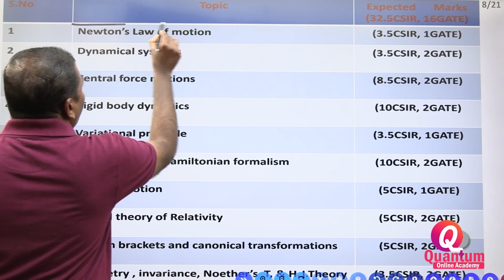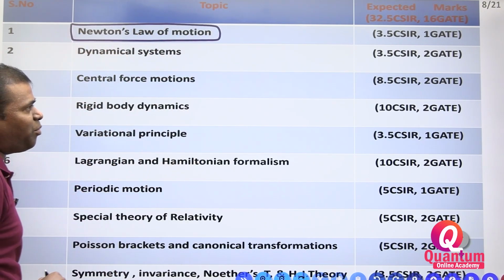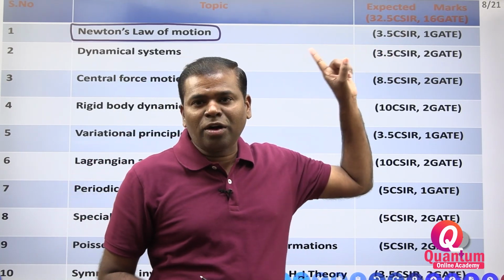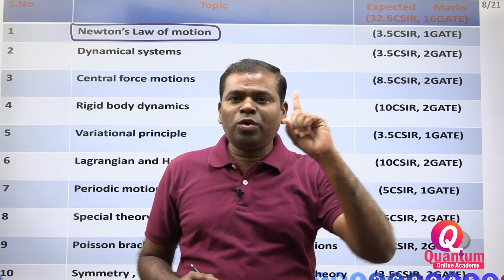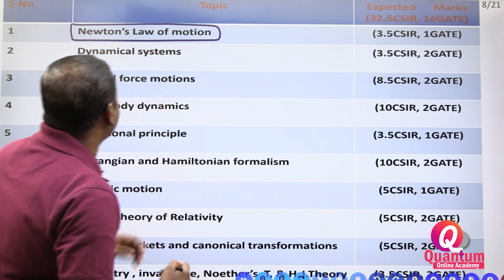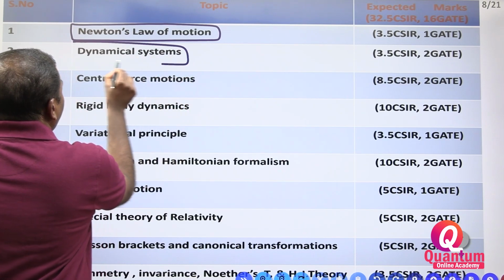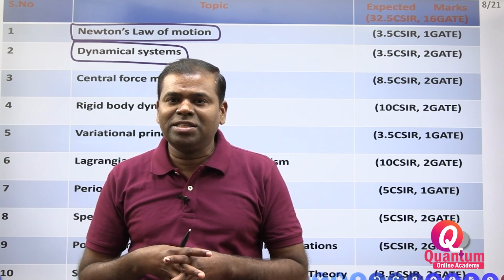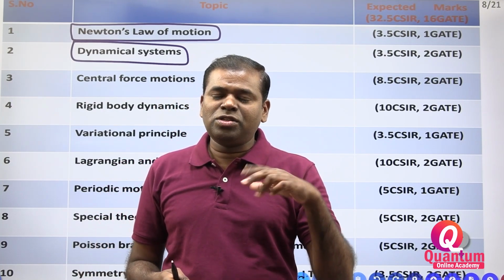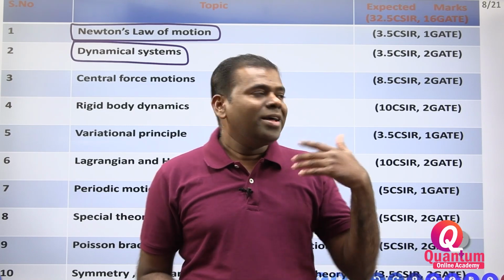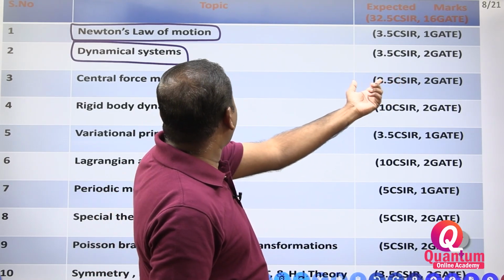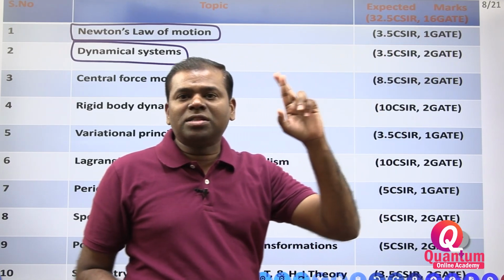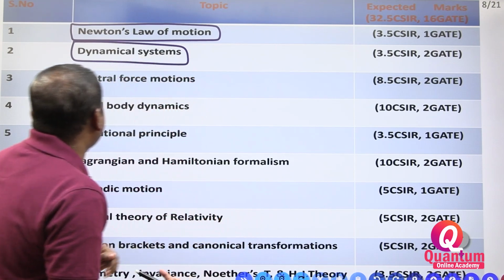First, Newton's law of motion. From Newton's law of motion, you get only a 3.5 mark question in CSIR, and a 1 mark question for GATE, you may get the choice. Next, dynamical system. In dynamical system, phase space dynamics and stability analysis questions are asked. One 5 marks question or one 3.5 marks question they ask. So sometimes you may get 3.5, sometimes 5 marks also. 2 marks question you get in GATE examination.